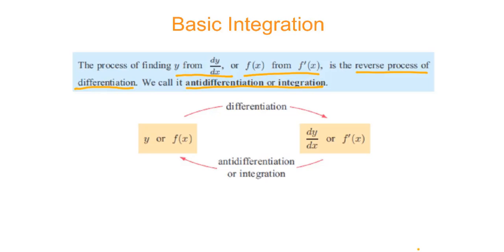Look at this diagram. From y or f of x, get the dy by dx or f prime of x. The process is called differentiation. Then we need to do the reverse process of this differentiation. From dy by dx or f prime of x, figure out the y and f of x. This process is called anti-differentiation or integration.